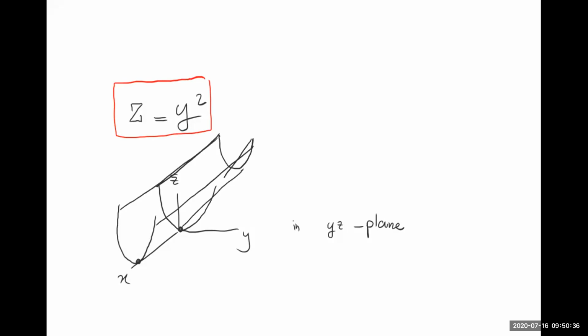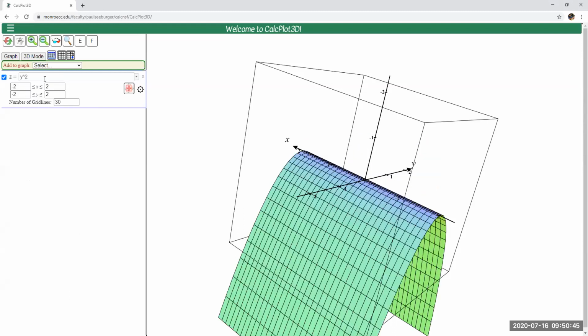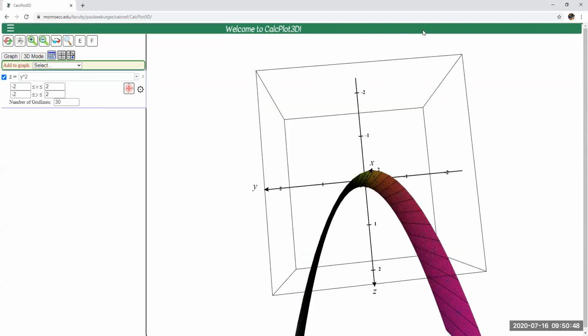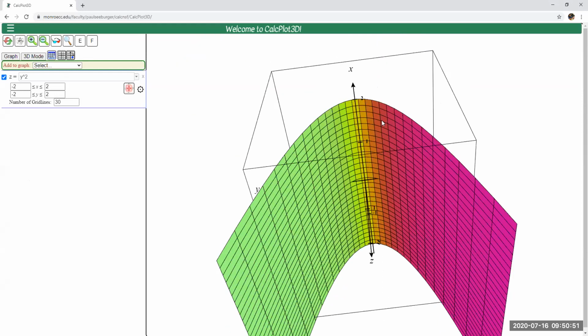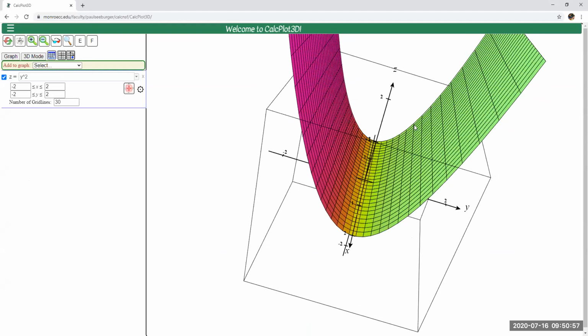Let's try to see if we are right. If z is really equal to y squared, what is the correct direction of it? Okay, that's interesting. Z equals y squared. Okay, that's it. Yeah. So here we can see this parabola moved along the x-axis. Z equals y squared moved along the x-axis.